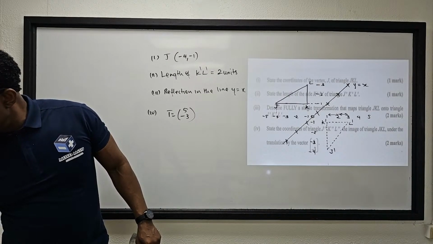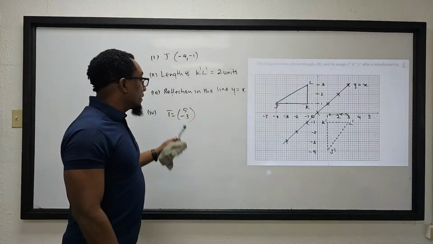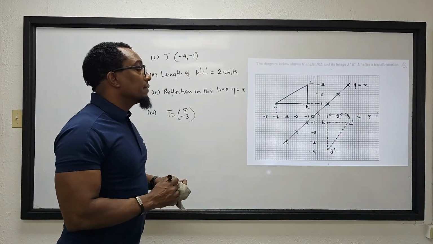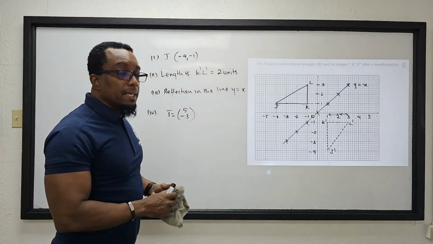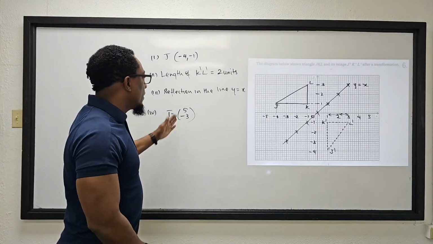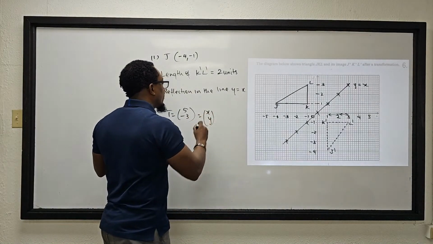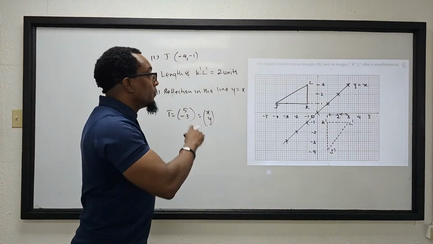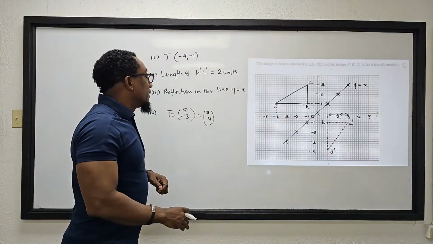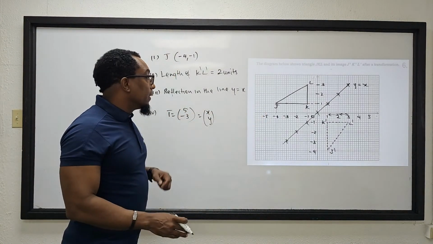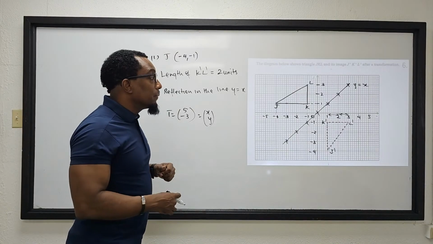JKL under that translation vector (5, -3) gives us J double prime, K double prime, L double prime. So you know what (5, -3) means? This is your x, y. X means you're moving 5 to the right, and negative 3 means you're moving 3 downwards. So this is your translation. This is how we translate.